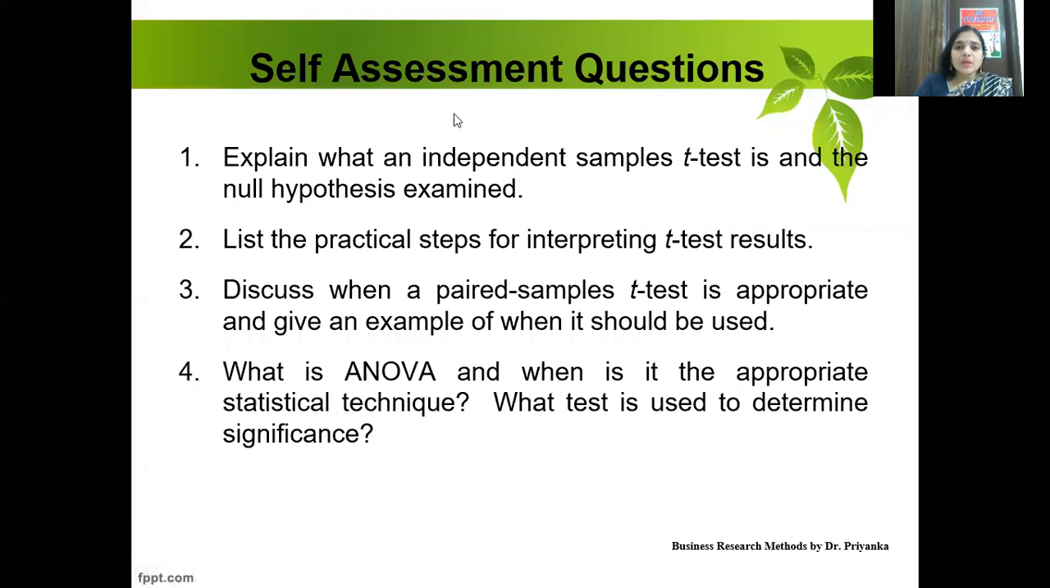Some self-assessment questions. Number 1, explain what an independent sample t-test is and the null hypothesis examined. What do you mean by independent sample t-test? You will be defining independent sample t-test in this particular case, and then you can give one example of a null hypothesis. Independent sample t-test basically is to test the differences between means taken from two independent samples or groups.